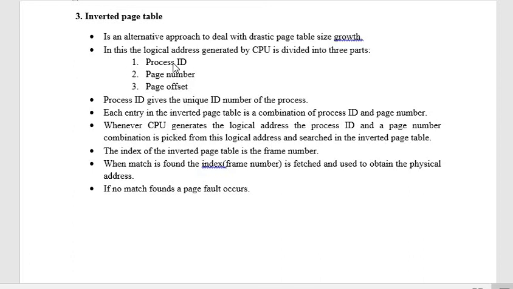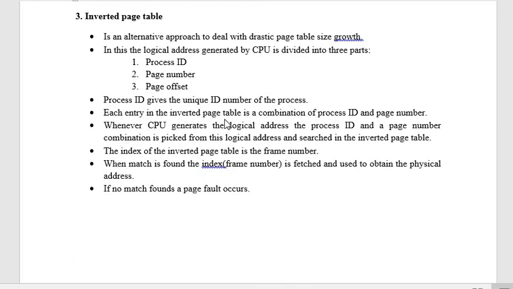In this, the logical address generated by the CPU will have three parts. In the original page table, it had only two parts: the page number and the page offset. But in the inverted page table, the CPU generates a logical address which has three entries: the process ID, page number and the page offset. The process ID gives the unique ID number of the process. For each process, there will be a unique ID.